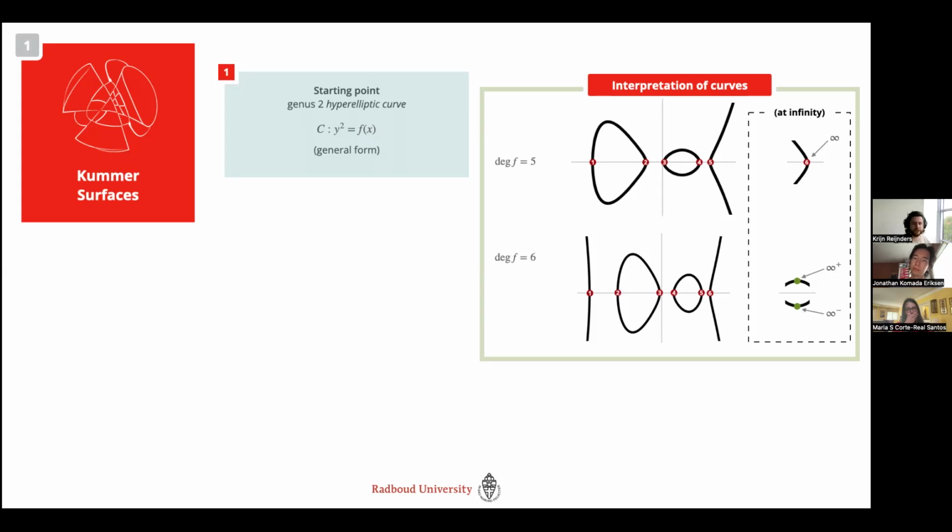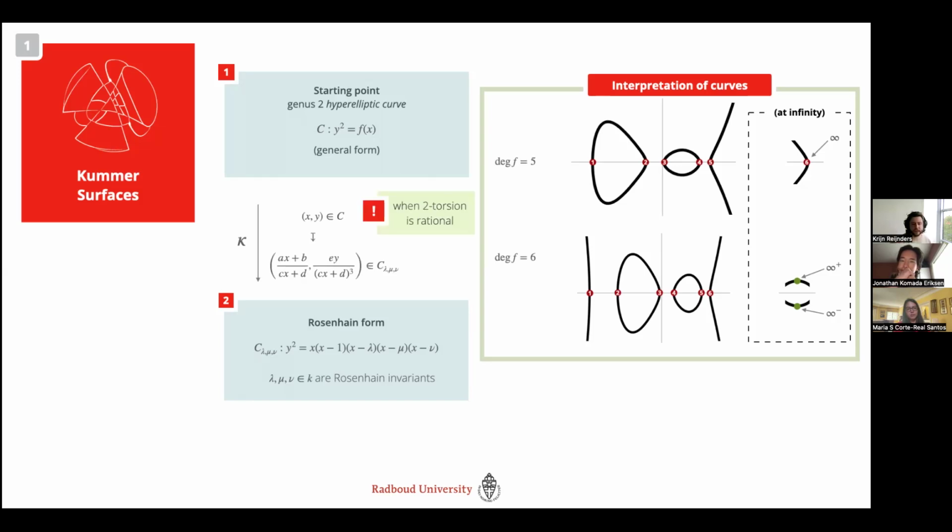Now, there's also a much more special model that we'll need in this talk, which is the Rosenhain form of a hyperelliptic curve. That's when it can be written in this form that you see over there, where lambda, mu, and nu are the Rosenhain invariants. Not all curves are isomorphic over the base field to a Rosenhain form. But sometimes when you have enough rational 2-torsion, you can define a Möbius transform which puts some of the Weierstrass points at 0, 1, and infinity, and maps the others to lambda, mu, and nu. That gives you exactly the isomorphism we are looking for to put a curve into Rosenhain form. And you'll see later on that this will be very important when we go to Kummer surfaces.